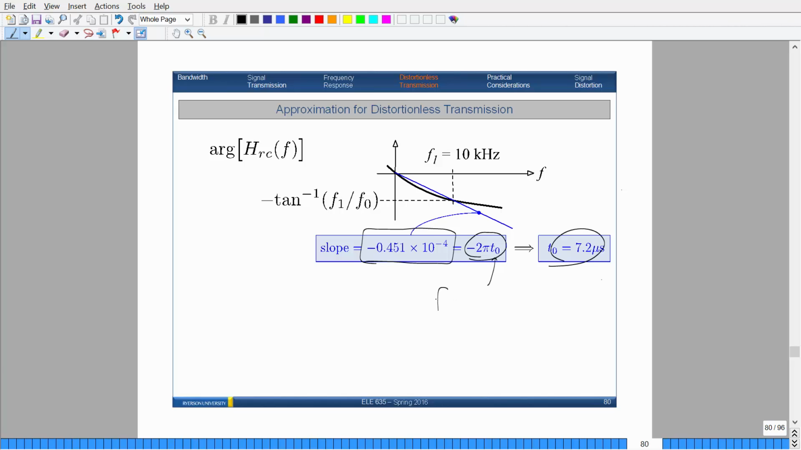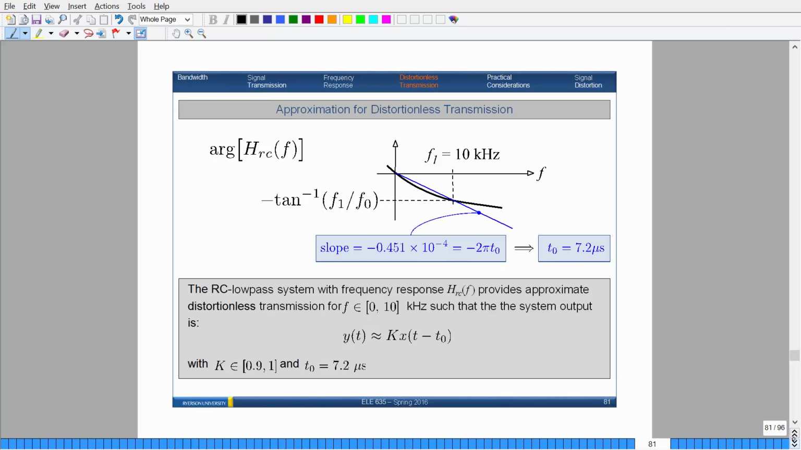So this means that for a distortionless transmission, the 3 dB bandwidth is equal to whatever it is, right? We solved that already. For distortionless transmission, the delay is t naught equals 7.2 microseconds. So that's the desired delay that you need in order to achieve distortionless transmission with the desired 3 dB bandwidth.